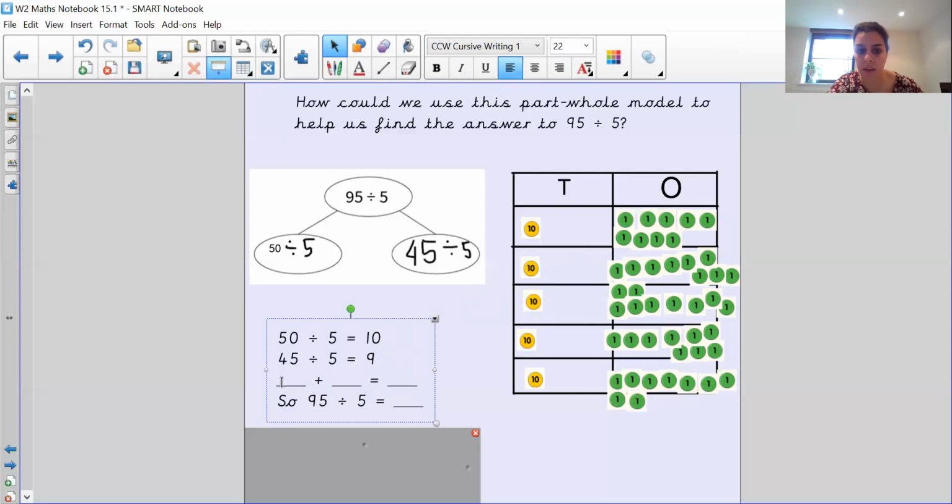Then I add them together. So 10, that's what I had as my answer up here, adds 9 equals 19. So 95 divided by 5 must be 19. And you can check that because you could do 19 times 5 to check your answer.